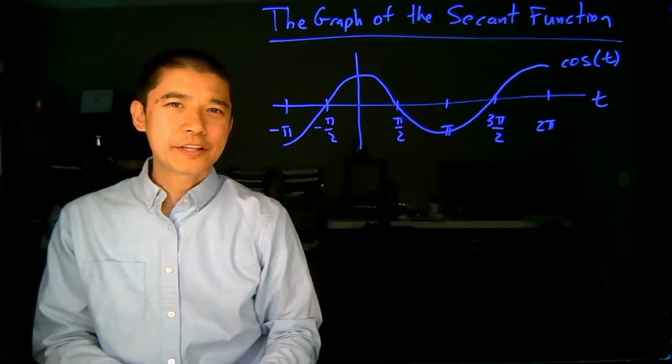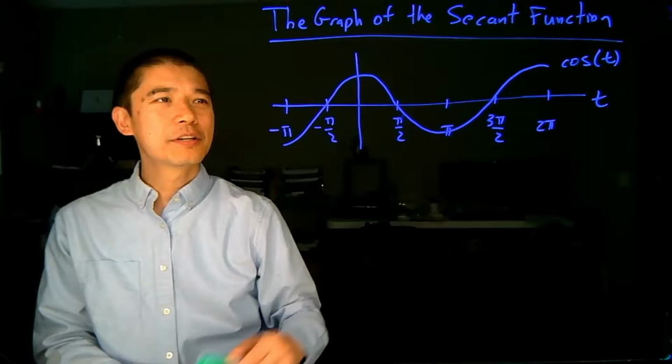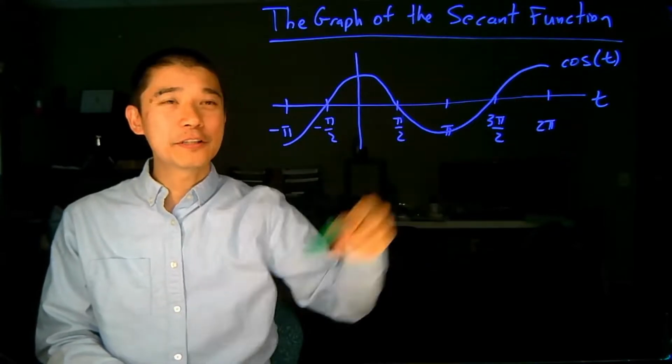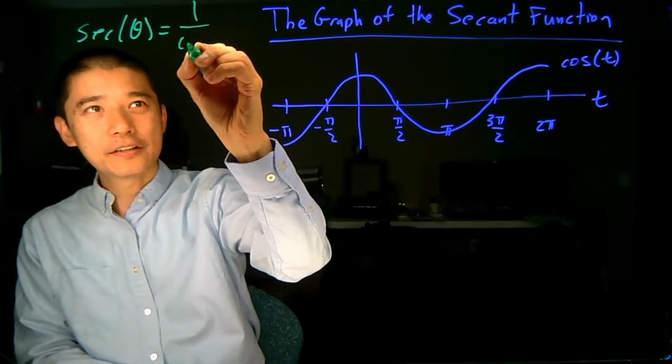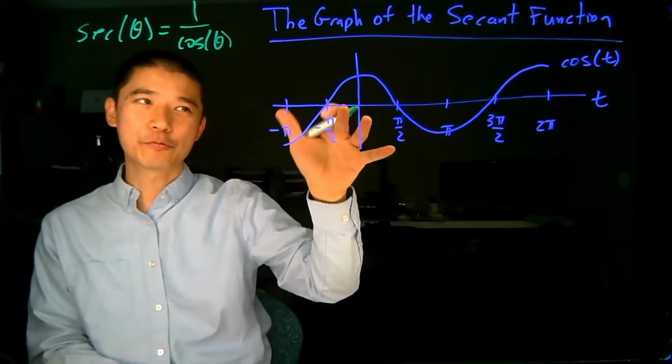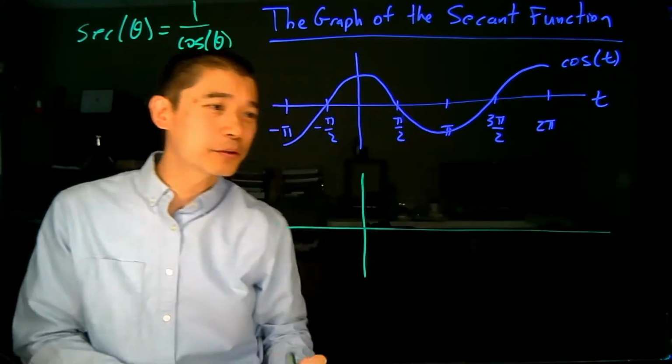We're going to use the same techniques we use on the tangent and cotangent graphs in order to graph the secant and cosecant graphs. So here's the graph of cosine. We're interested in the secant function, and of course secant theta is 1 over cosine theta. In other words, the secant function is the reciprocal of the cosine function. And that's the fact that we need in order to graph this.